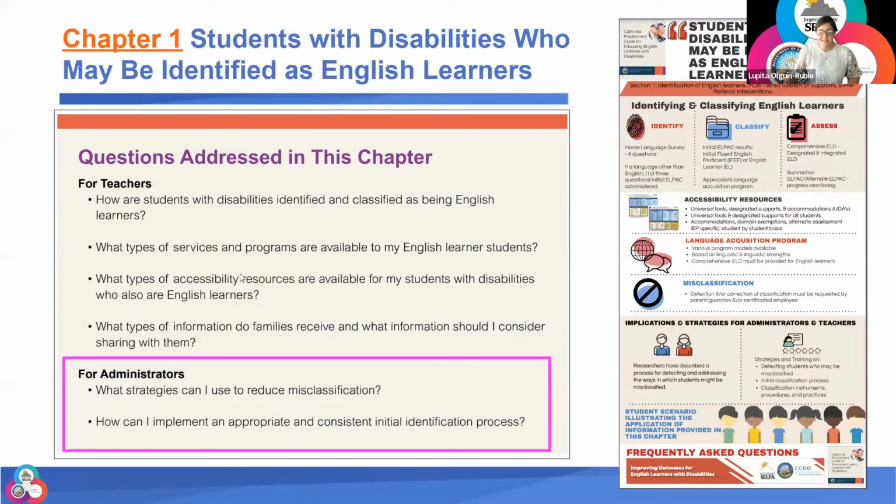And so because this is an administrator's training, we designed today's presentation to focus on the administrator questions that you see here. Each one of the chapters has a series of questions designed for a specific group. And so today we're going to focus on the 2 questions that you see highlighted here on this slide.